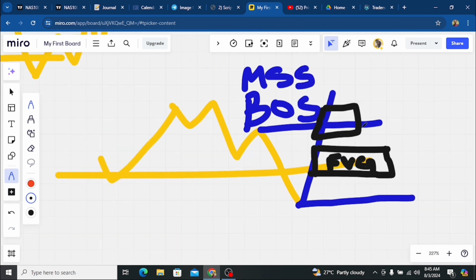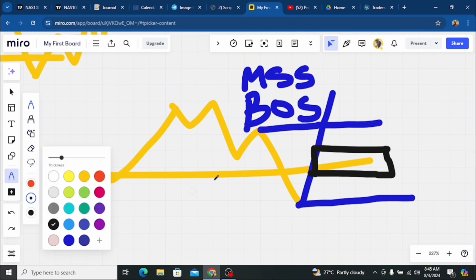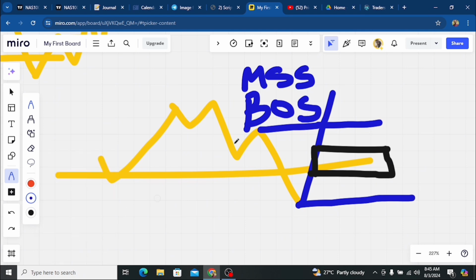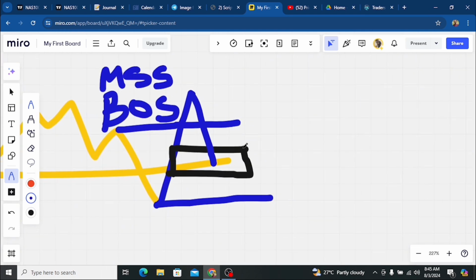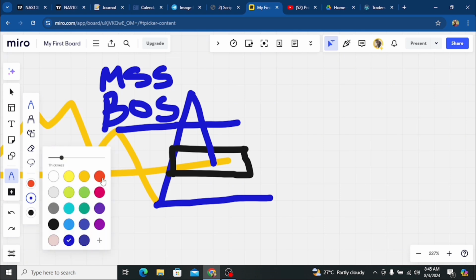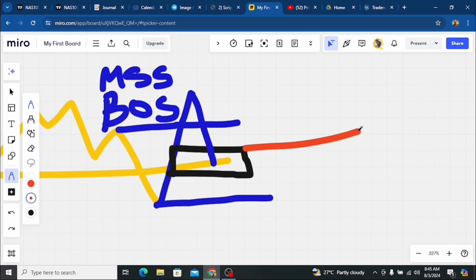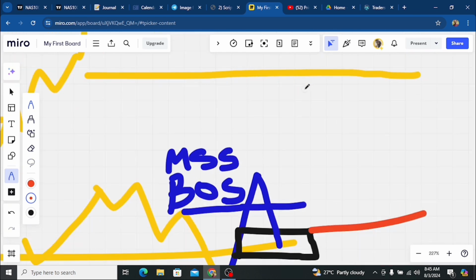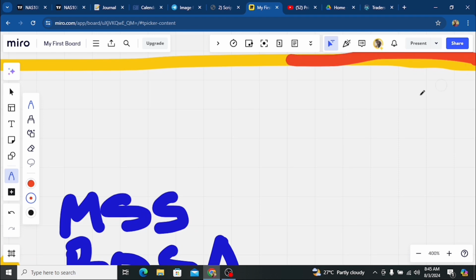So what are you looking forward to price doing? You're looking forward to price coming inside here, and then this is where you'd have your entry. Okay, let me use a red for the orders. So this is where you have your entry. Pardon my crooked lines. This is where you have your stops, and this is where your take profit will be.